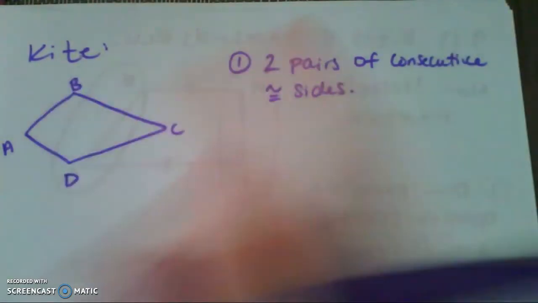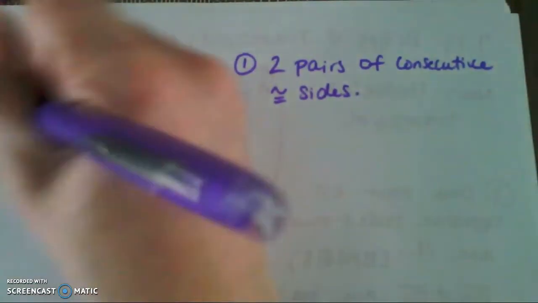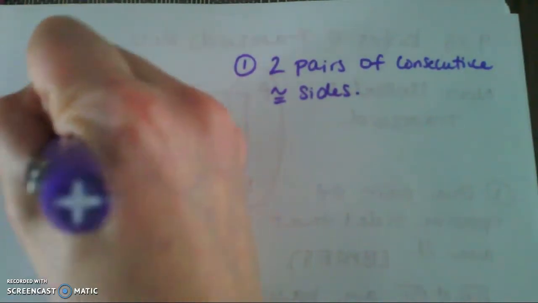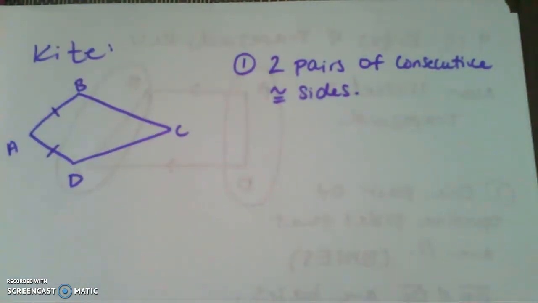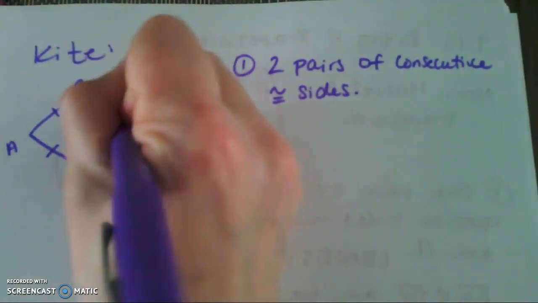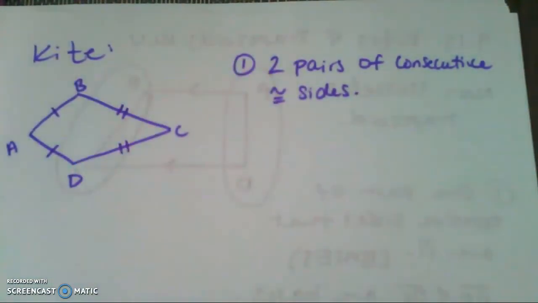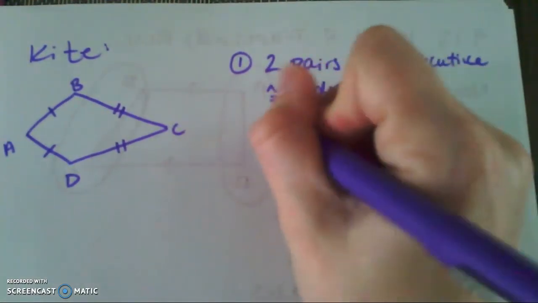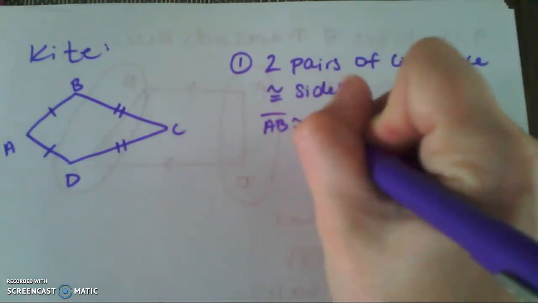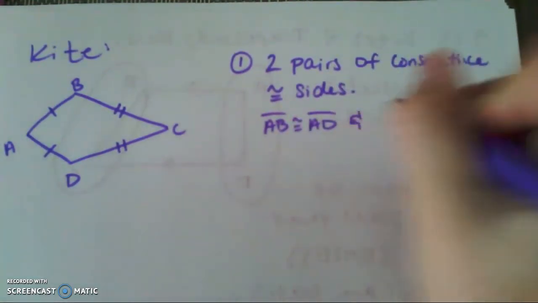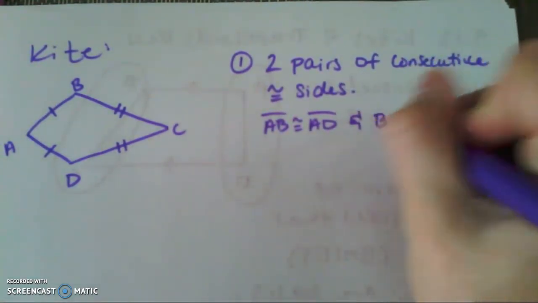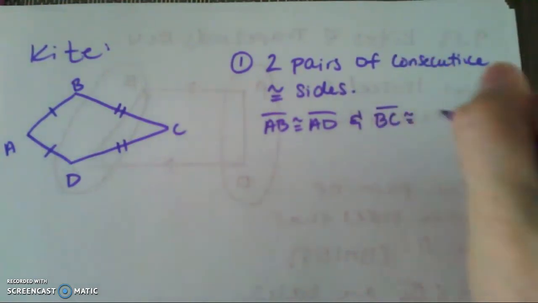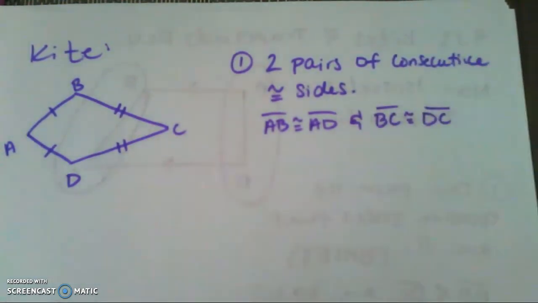So based on our example that we drew, you're going to have AB congruent to AD. That's 1 pair of consecutive sides. Your other pair of consecutive sides would be BC and DC. So we'll just kind of make a statement that AB is congruent to AD and BC is congruent to DC.